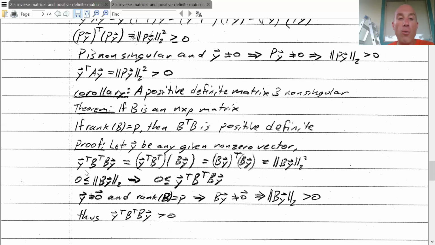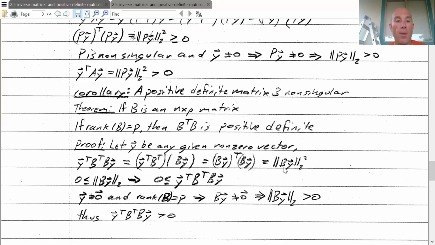So y transpose B transpose B y. So I'm just taking this thing here. I want to show that it is positive definite. So I multiply on the left by y transpose, on the right by y. Boom, I get this. Now I'm going to use the associative property of matrix multiplication to change the order of my operations. So I'm doing parenthesis and parenthesis. Okay, well, once again, I see that if I pull this transpose out, I can switch the order of the B's and y's. So I get (By) transpose (By). Well, we know that that is the sum of the squared entries of B times y.